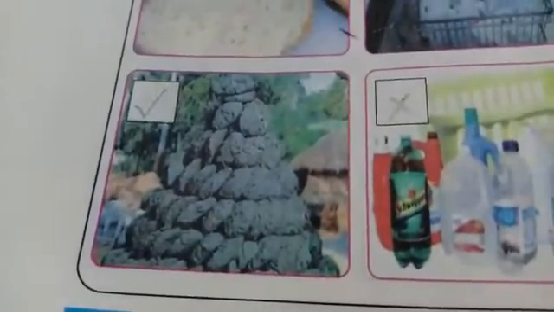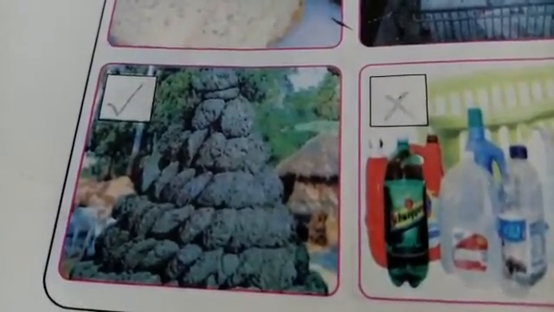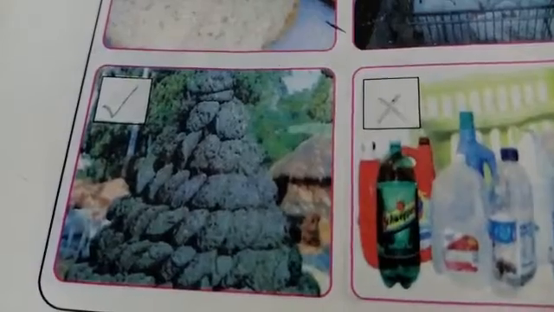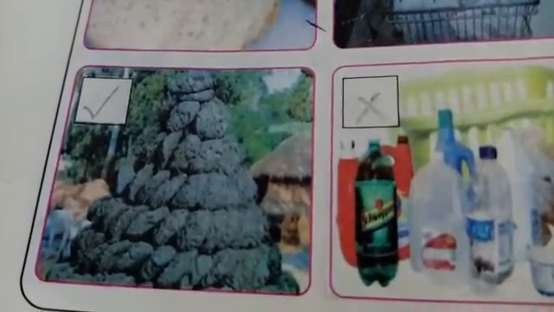Here you see certain dung cakes placed in the form of a pyramid. You see a picture of an animal, and a hut is there which shows village life. The dung cakes are decomposed, these are biodegradable, therefore a tick has been put in this picture.